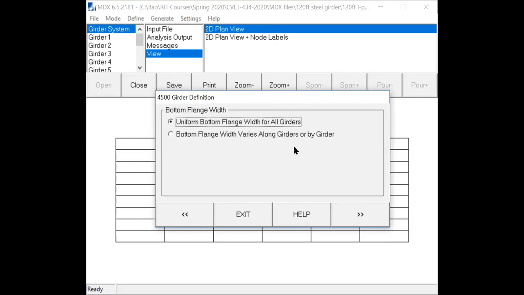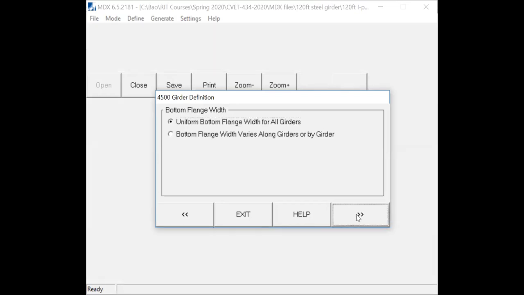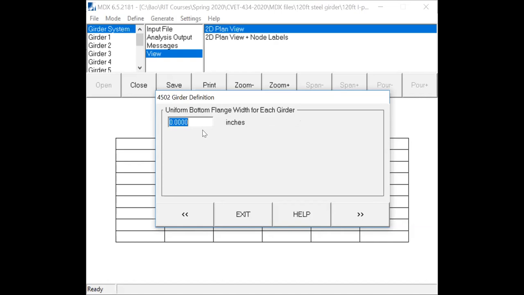Then we go to the bottom flange. For the bottom flange width, again, I will use the uniform bottom flange width and then change the thickness of each portion. So the uniform bottom flange width for all girders, go to next. And the uniform bottom flange width, I start with 14 inches. And usually the bottom flange is bigger than the top flange.